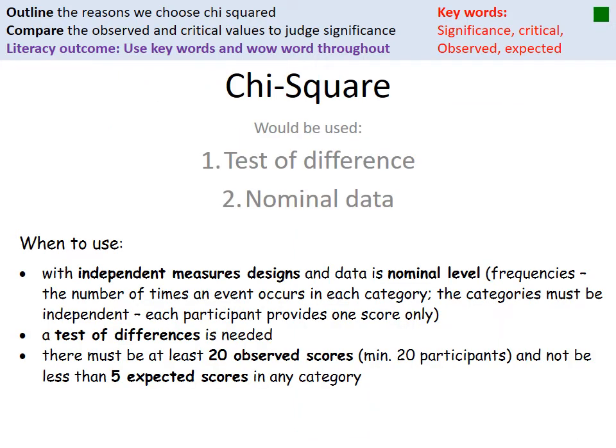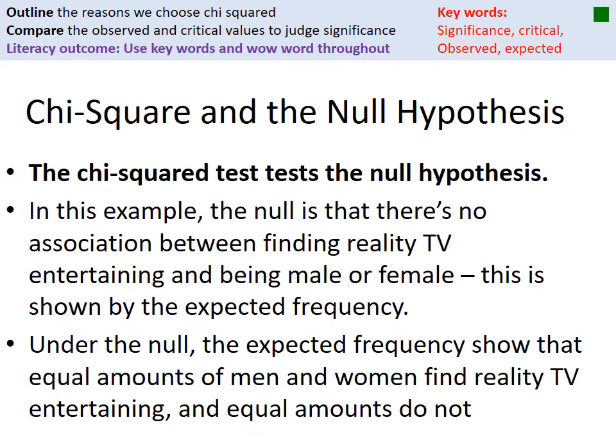Now, a chi-squared test would be used if we're doing a test of difference between two situations and if we're using nominal data. So we're using it with an independent measures design where the data is nominal. So we're looking at frequencies, for example, the number of times an event occurs in each category. The categories are obviously independent of each other. A test of difference is needed, and there must be at least 20 observed scores. So that means that you have to have had 20 participants. You can't be expecting less than 5 expected scores in any category, and that will make sense when you see the columns in a second.